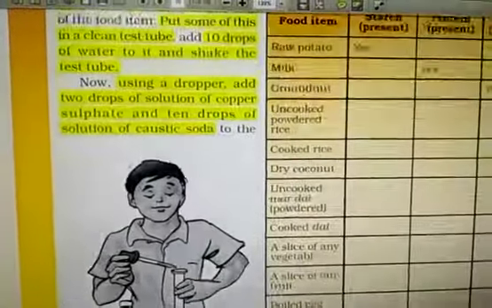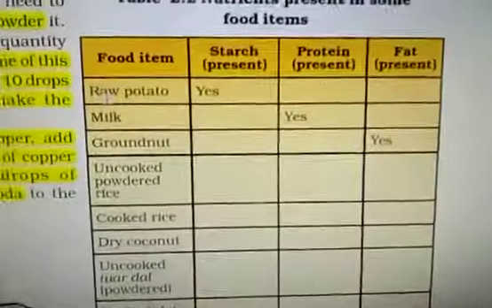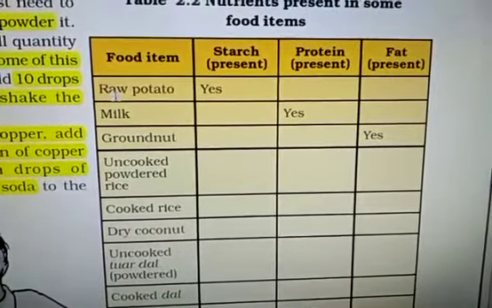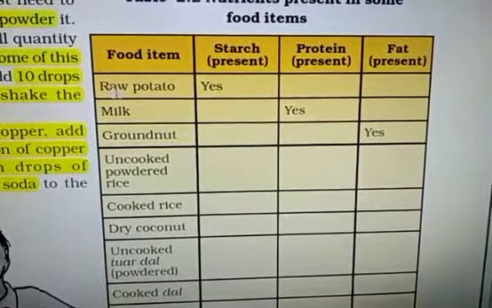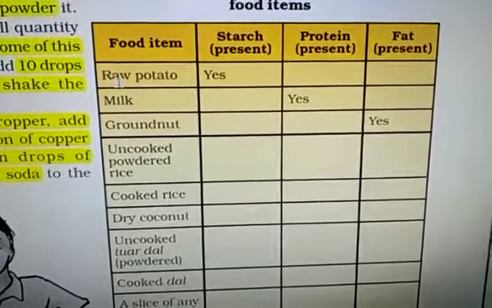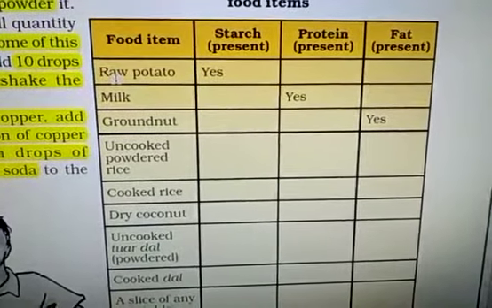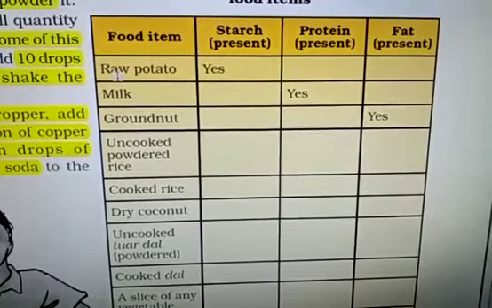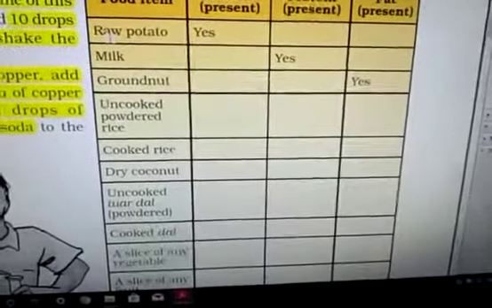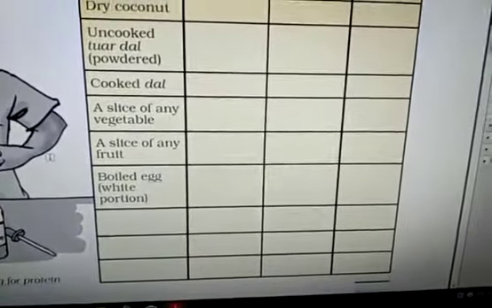Now come to this exercise. You have to test the nutrients present in some food items, right? So I am giving the result here. Raw potato, it is already given, it has starch. No protein, no fat. Milk having the protein. Groundnut having the fat. Uncooked powder of rice is having the starch. Cooked rice also having the starch. Dry coconut having the fat. Uncooked tuar dal having the protein. Cooked dal having the protein.